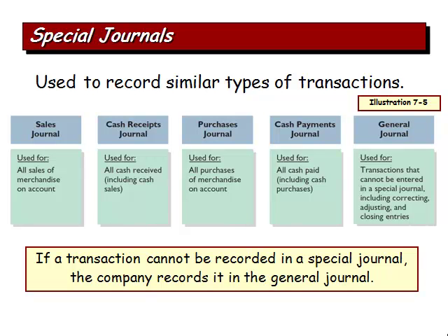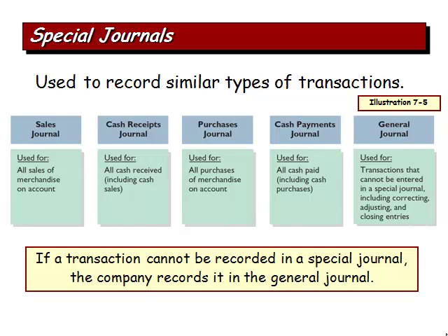So we've got special journals here. We have special ledgers, now we have special journals. We have a sales journal, and it's used for all sales of merchandise on account. Notice that the word all is used there. It's seldom in life you get to use the word all and believe it. But in this case, if it's a sale of merchandise and it's on account, it's going to go in the sales journal.